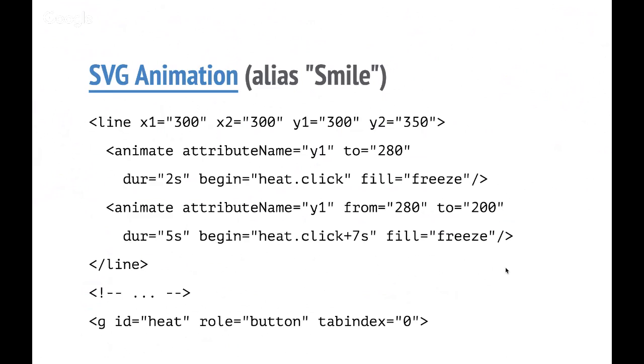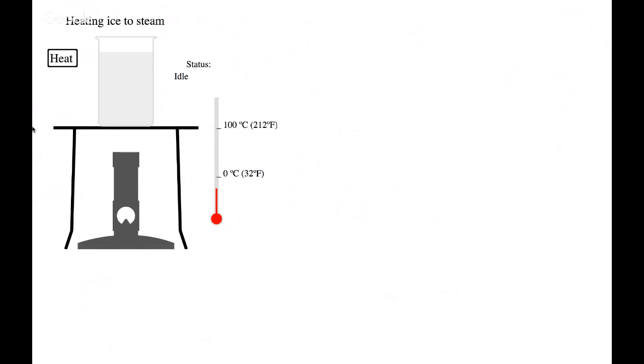If we look at the animation, click on the link, please, the SVG animation here. This is a terrible example. If you click on the heat button, you could tab to it and then click it, or you can click it directly. There is almost no JavaScript involved in this entire demonstration.